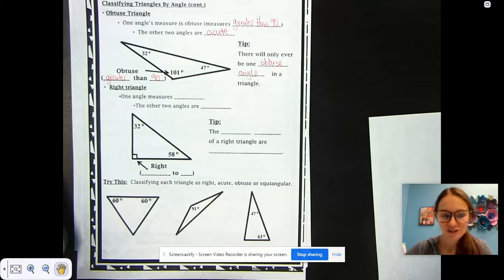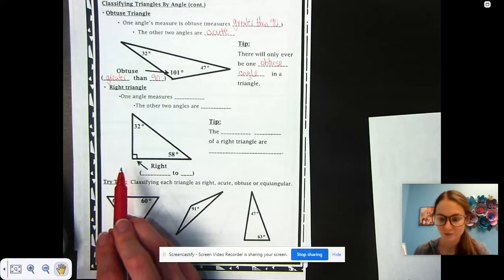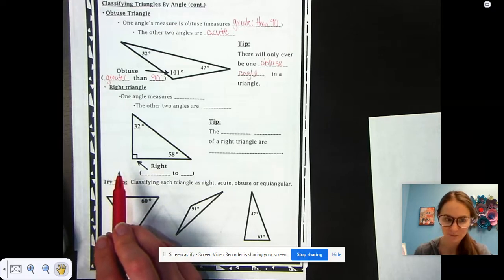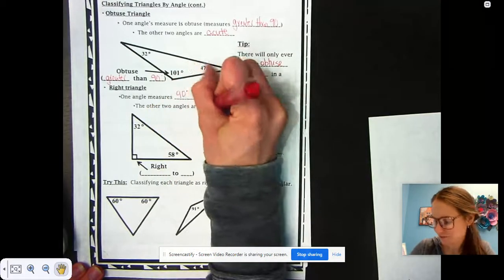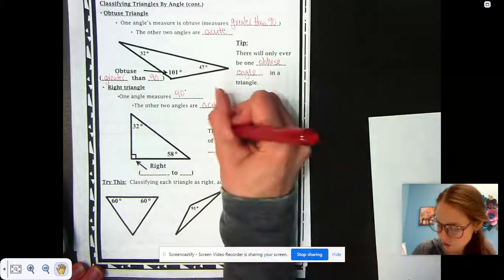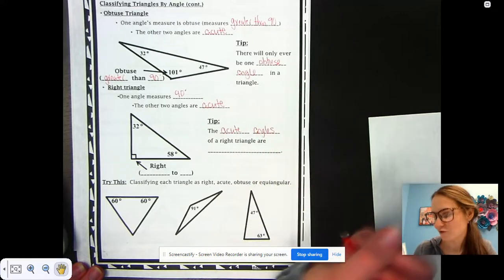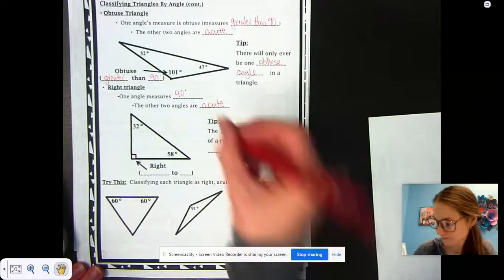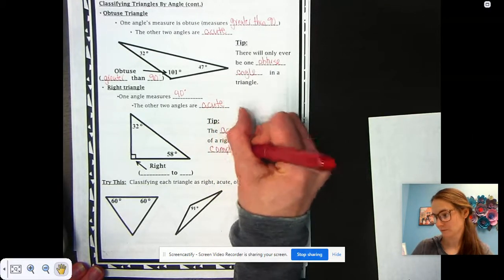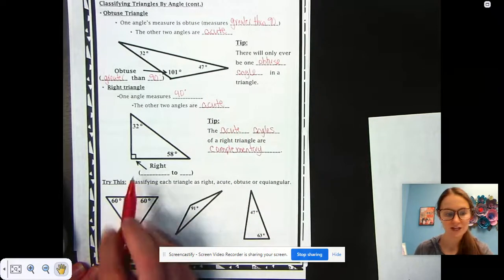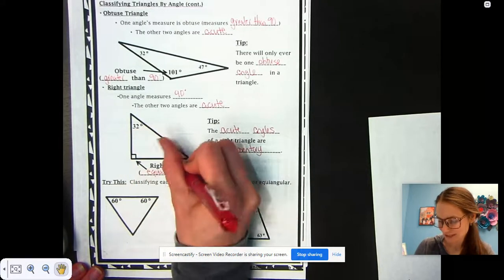Next, we're moving on to our right triangle. Okay, hopefully you've seen this box before. It represents a 90-degree angle or a right angle. Right angle, 90 degrees, those are the same thing there. Okay, so one angle measures 90 and the other two angles are acute. Tip: the acute angles of a right triangle are complementary. And we're going to get into those terms a little bit later too. All right, so this right here represents my right, and it's equal to 90.